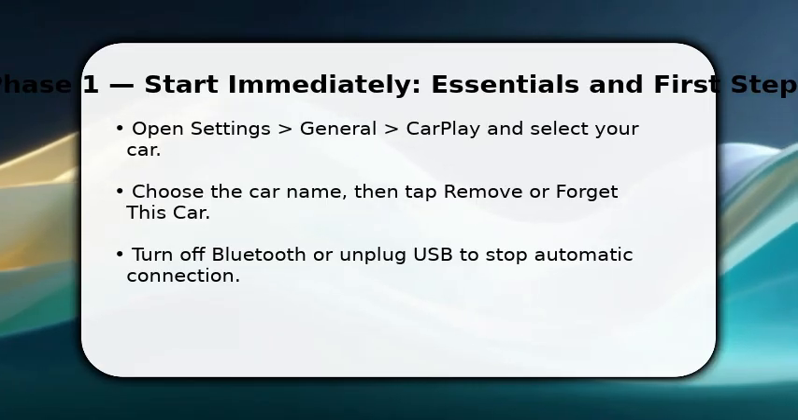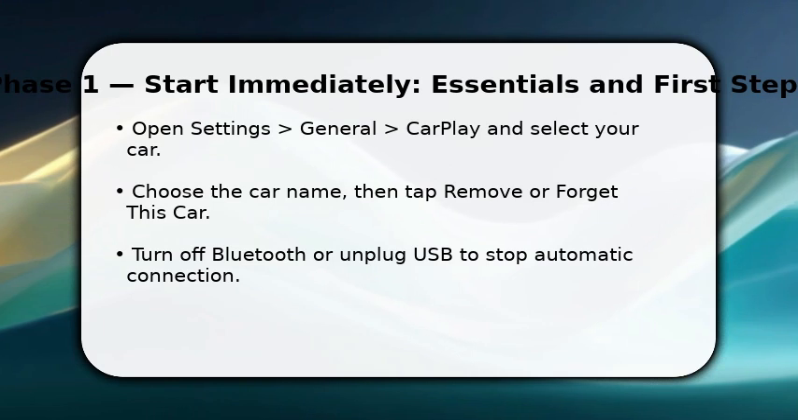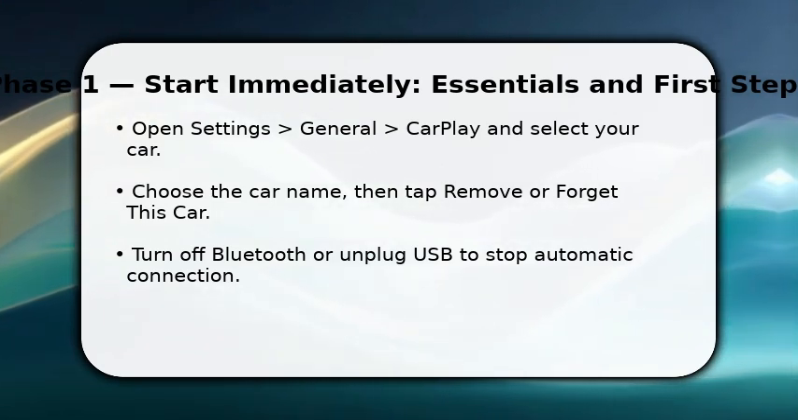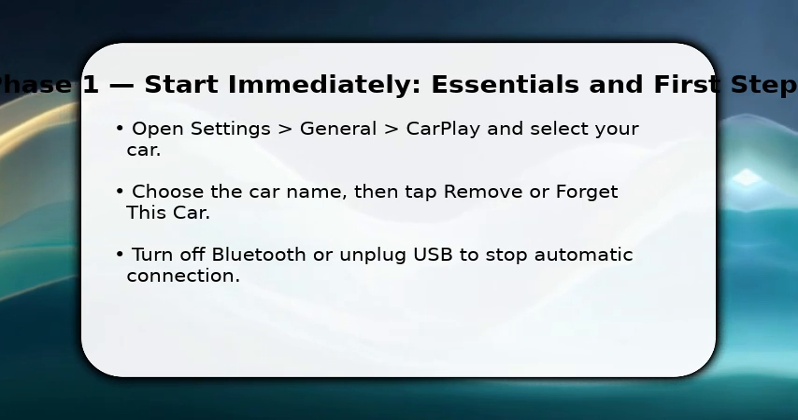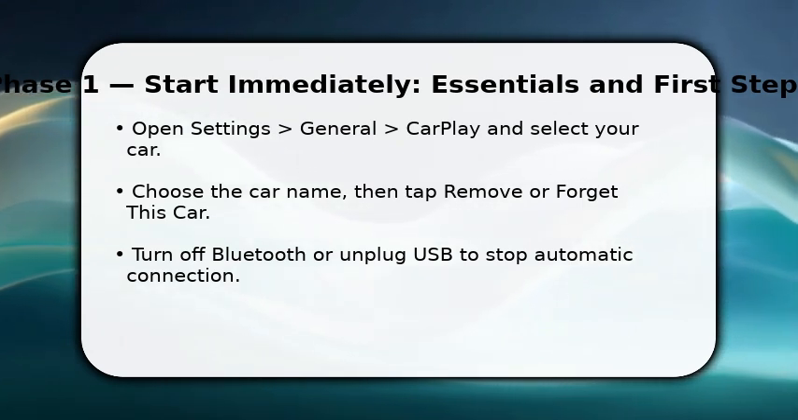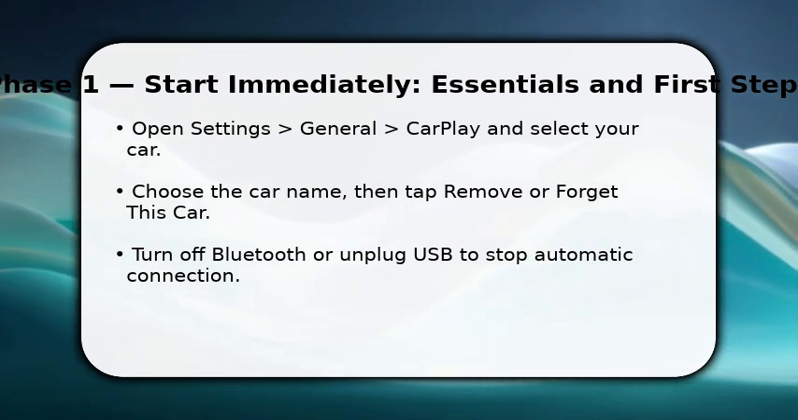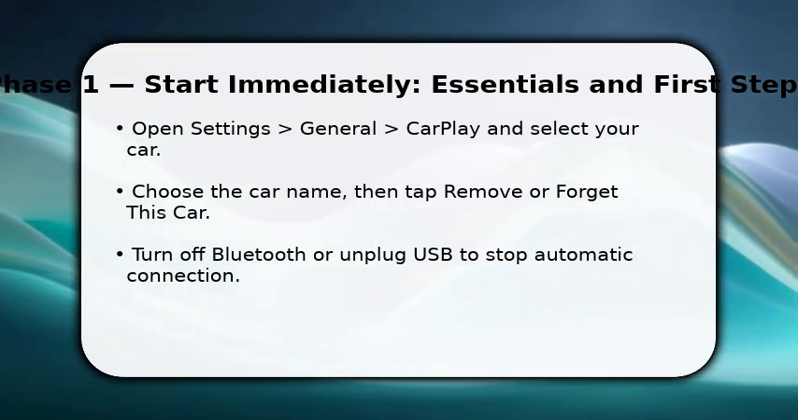You're starting on your iPhone. Open Settings, then tap General and CarPlay so you see paired cars. Tap the specific vehicle name to access its options. This removes the handshake between phone and infotainment. Once you tap Remove or Forget this car, the system won't auto-launch CarPlay.